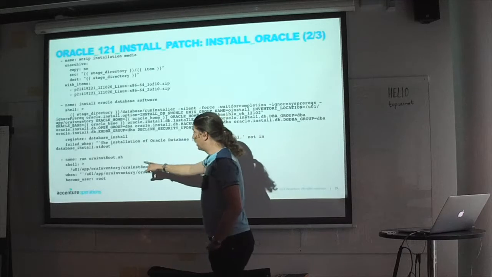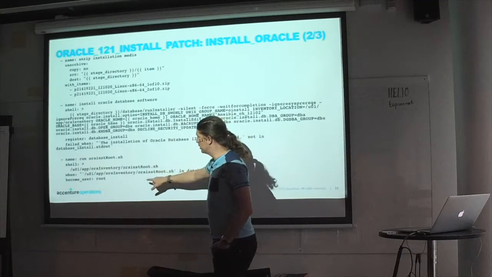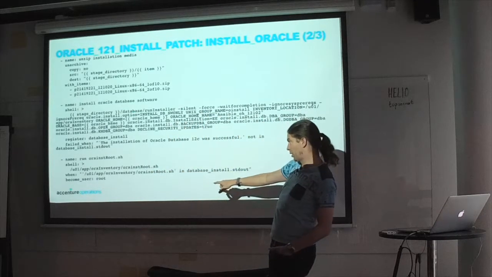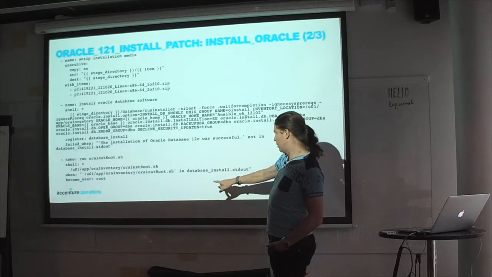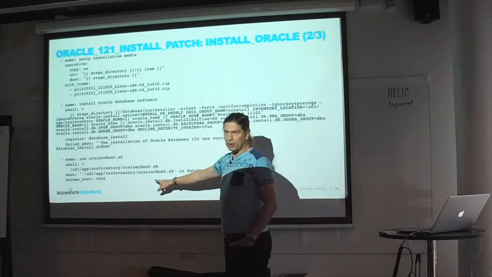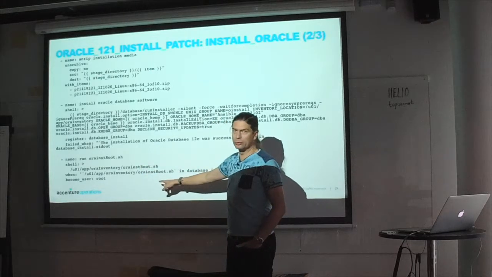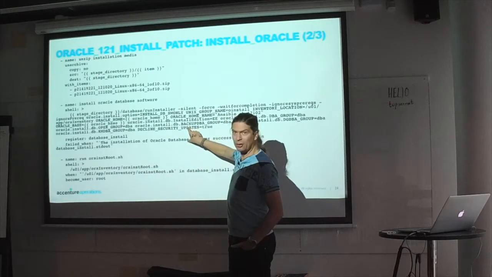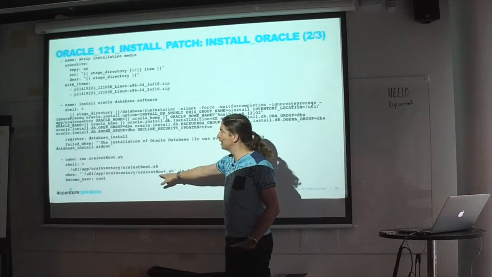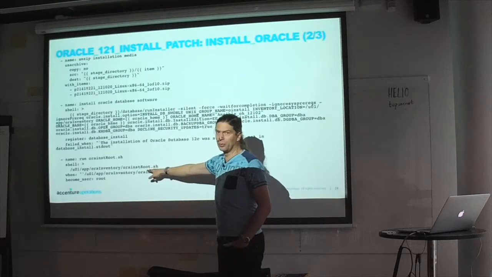Then you run orainstRoot. This output of database install will say that orainstRoot must be run. That's always the case if it's the first Oracle product, which requires you to run orainstRoot, and it is in this output. So if orainstRoot is in this output, it will run orainstRoot for you.